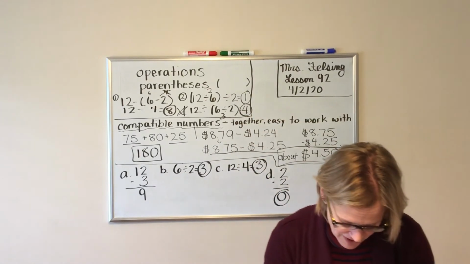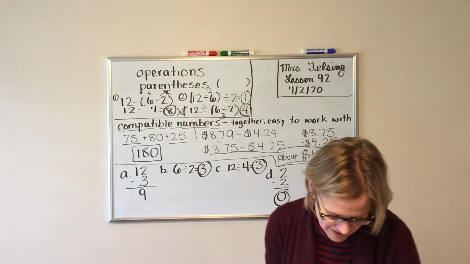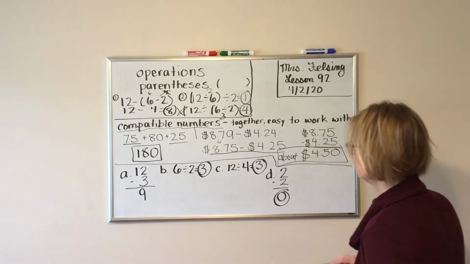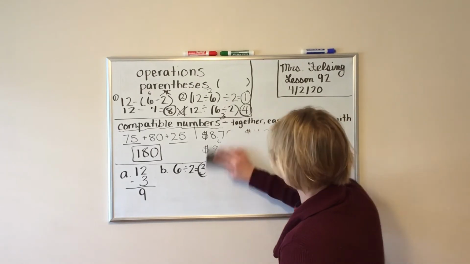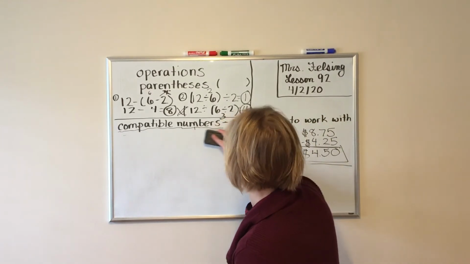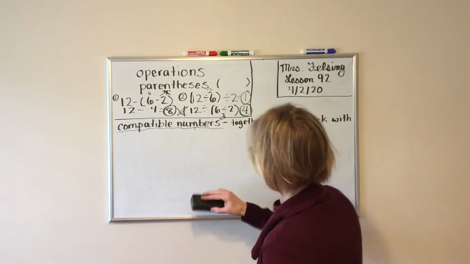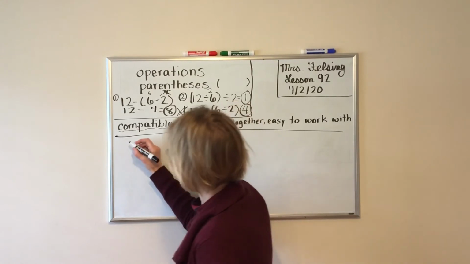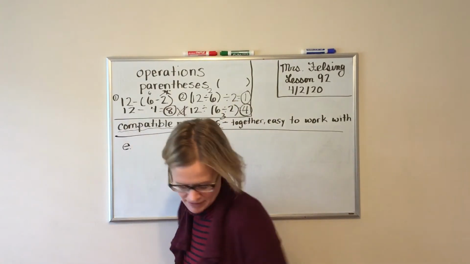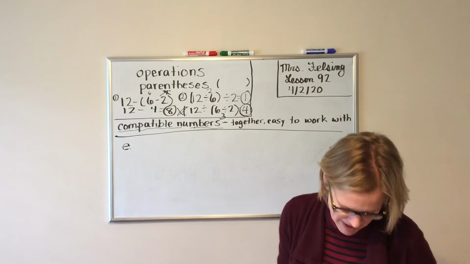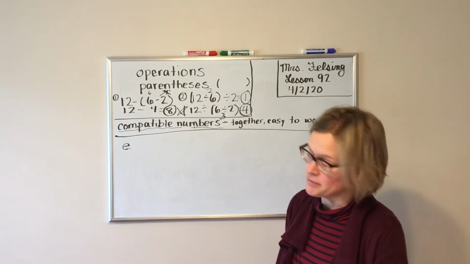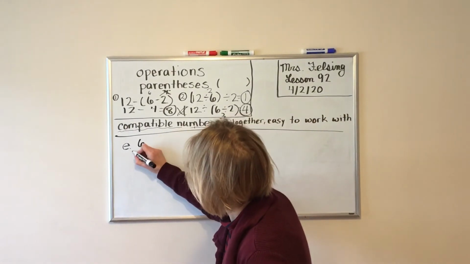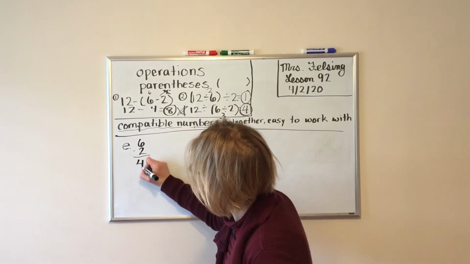All right, turn the page to 502. And let's take a look at letter E. So I think we need a little bit more room here. It has compare 12 minus 6 minus 2. Well, remember our parentheses go first. 12 minus 6 is 6. 6 minus 2, that would be 4.